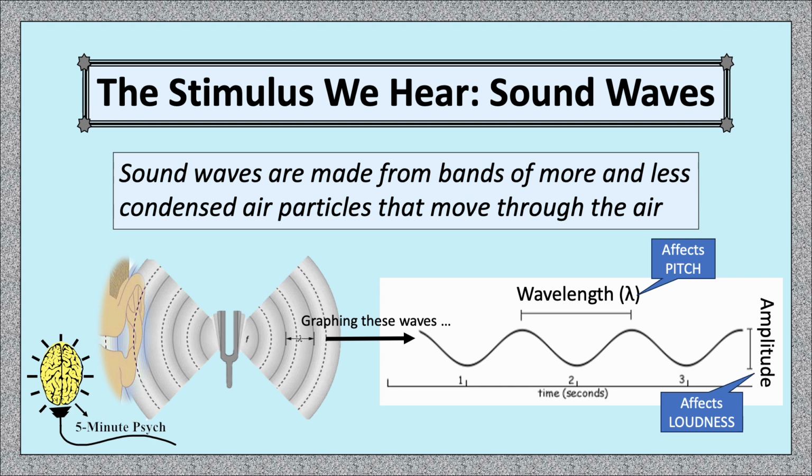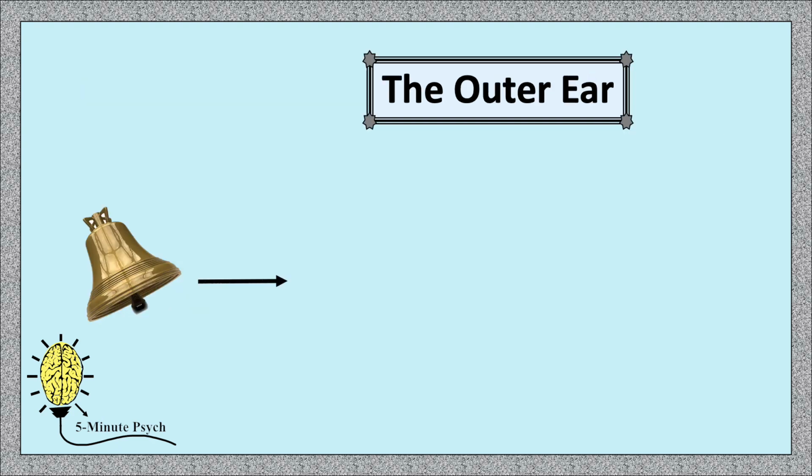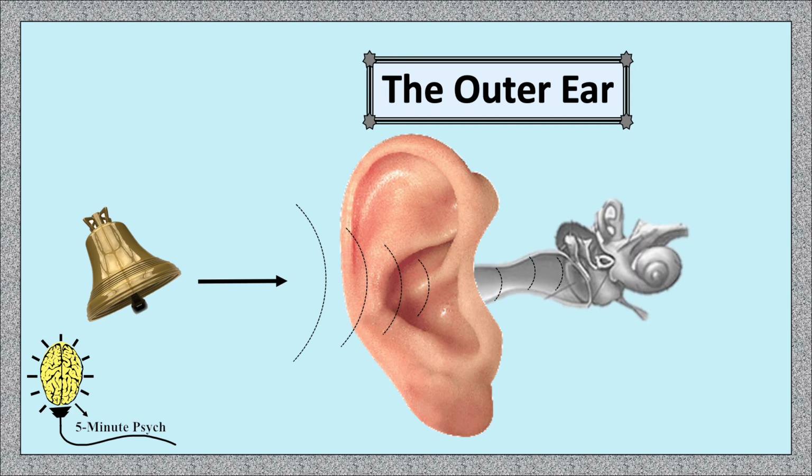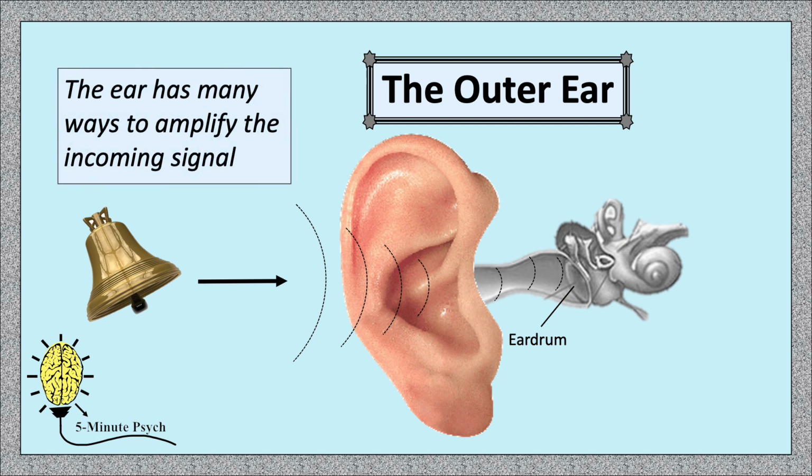But waves can also vary in amplitude, and for a given frequency of sound, we perceive taller waves as being louder than shorter waves. As sound waves travel through the air, they hit the eardrum, causing it to get pushed in and out. Because these incoming variations in air pressure are so tiny, the ear is designed to amplify the incoming signal in many ways.